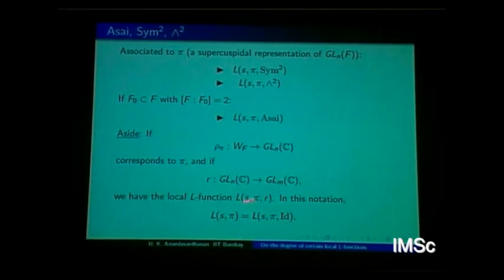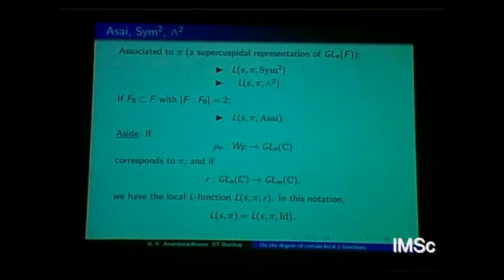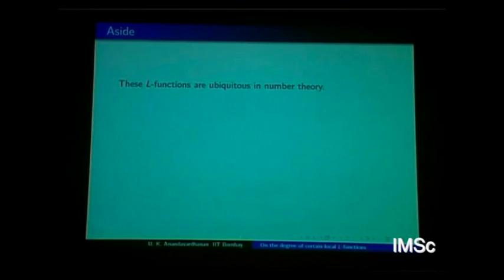So in this particular notation, the standard L function which we started about at the very starting corresponds to the identity map from GL_n(C) to GL_n(C) itself. Okay. So these L functions, maybe I have enough time, I think. These L functions arise in various ways in various places.